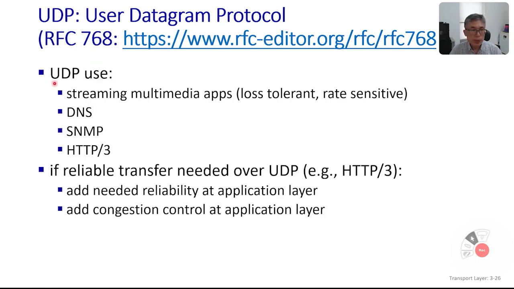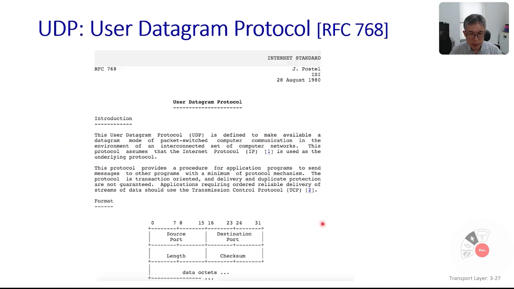UDP supports many application protocols: streaming multimedia, DNS (Domain Name Service), SNMP (Simple Network Management Protocol) and HTTP/3. HTTP/3 uses QUIC, a new transport protocol over UDP to support HTTP version 3. If reliable transport is needed over UDP like HTTP/3, add the needed reliability at the application layer, and also add congestion control at the application layer, like QUIC. We will learn the QUIC protocol next, okay, class.